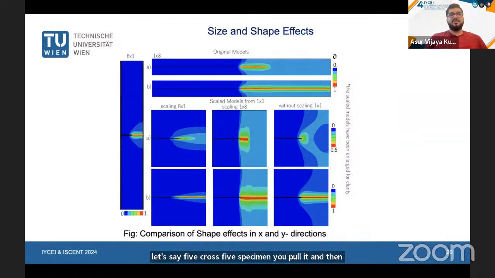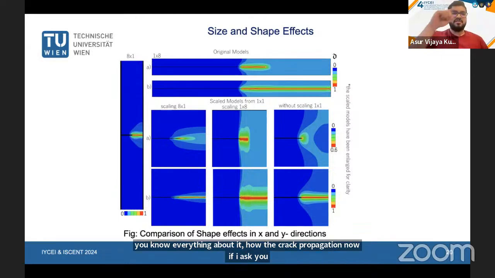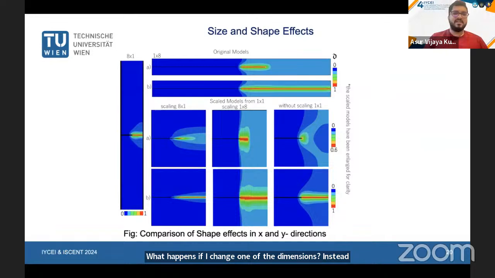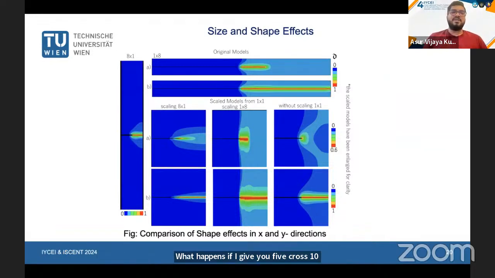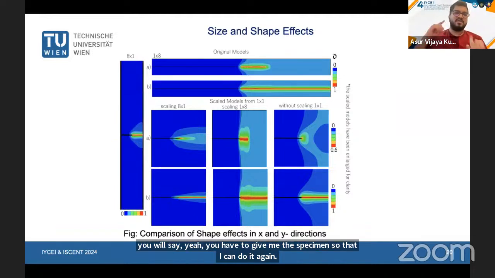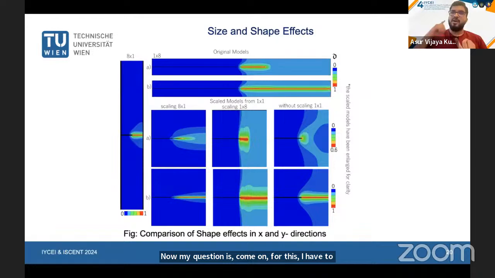Now, if I ask you, what happens if I change one of the dimensions? Instead of 5x5 millimeters, what happens if I give you 5x10 millimeters? Then you will say, yeah, you have to give me the specimen so that I can do it again. Now my question is, come on, for this I have to waste my resources. I have to build a model for you. I have to cut. I have lots of wastage. I'm spending a lot of money on this. Is there any other way? And the answer is yes. Numerical modeling can do this for you.